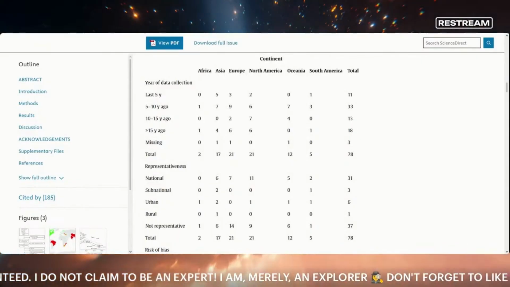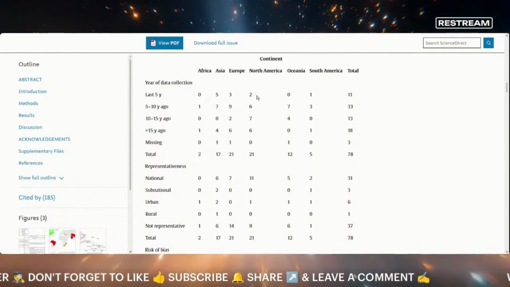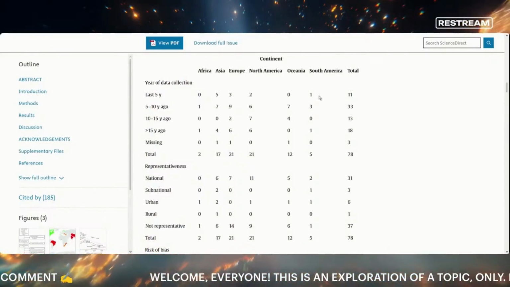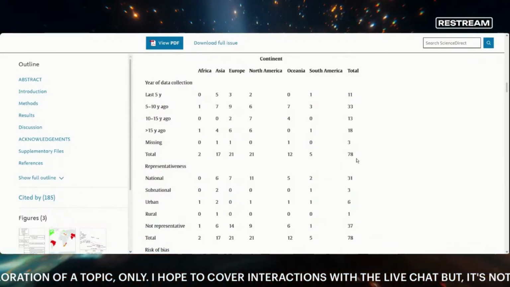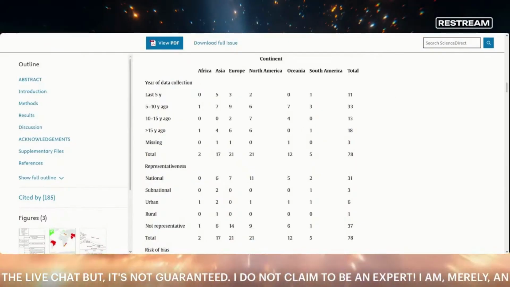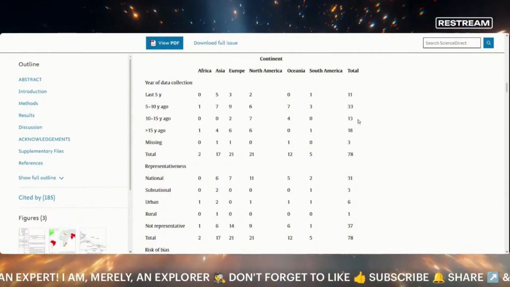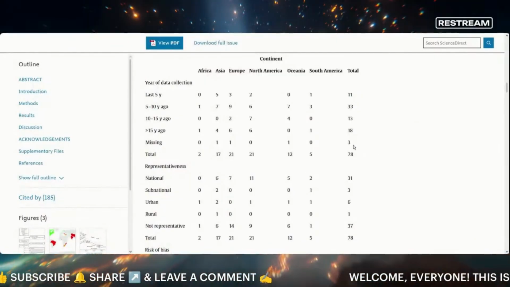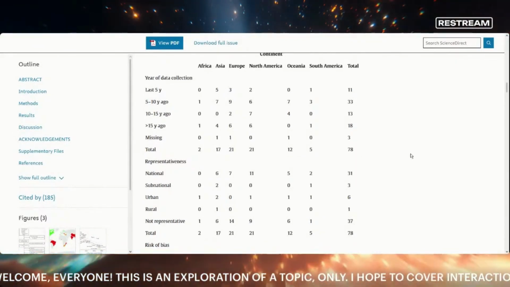In the last 5 years, nothing collected in Africa, that's an entire continent. 5 in Asia, 3 in Europe, 2 North America, none in Oceania, or whatever, how do you pronounce that? And 1 in South America. Okay, so yeah, 11 in the last 5 years, 33 5 to 10 years ago, 10 to 15 years ago, 13, more than 15 years ago, 18, 3 missing. In total, we've got 78. Okay.